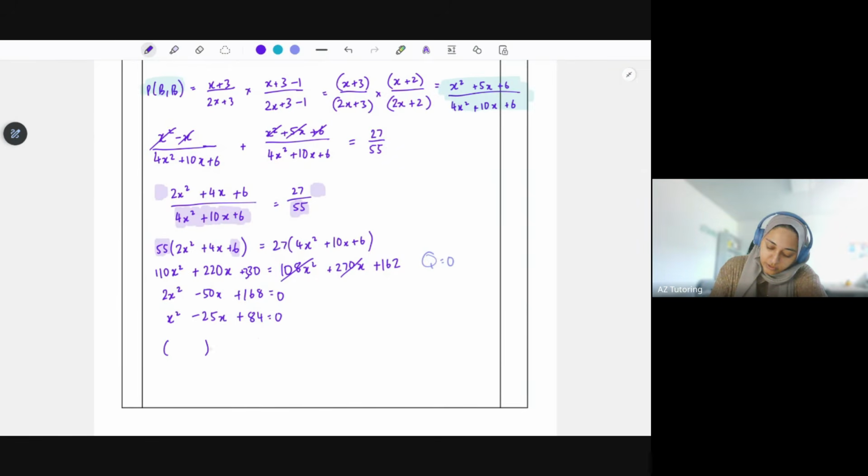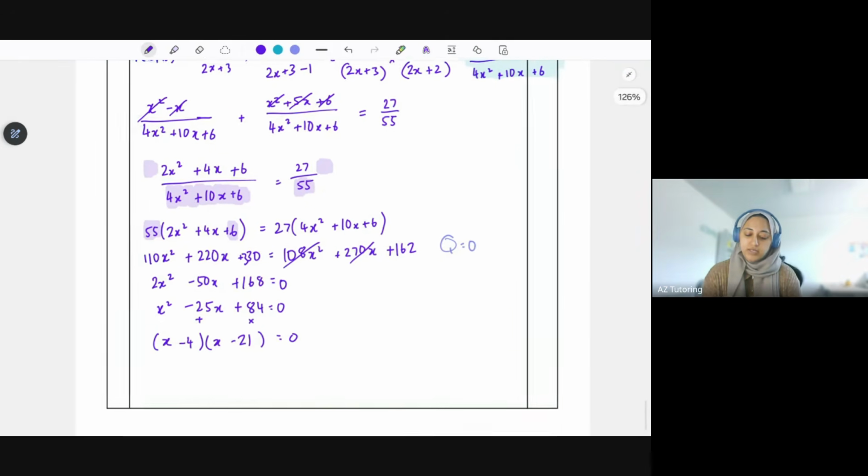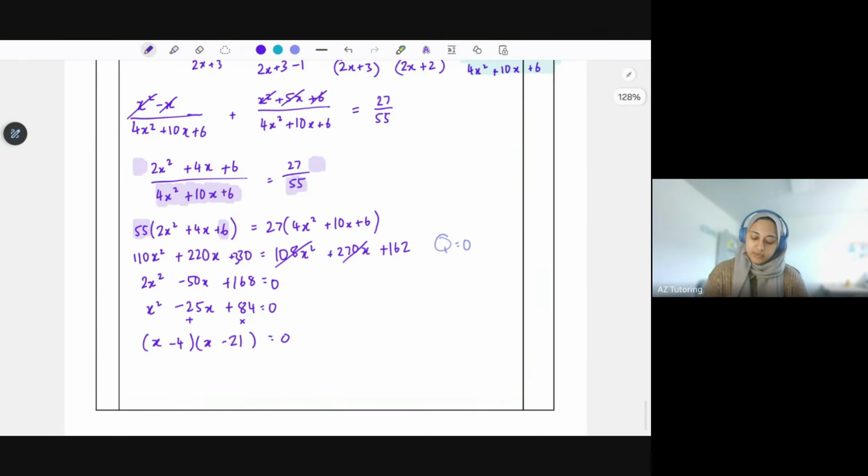You could solve using the quadratic formula, or just use 2 brackets. And try 2 numbers that times to give me 84 and add to give me minus 25. Minus 4 and minus 21. I probably would use the quadratic formula there, to be fair, just because it's quite hard to think of 2 numbers that times to give you 84 and add to give you minus 25. So therefore, x either equals 4 or x equals 21.